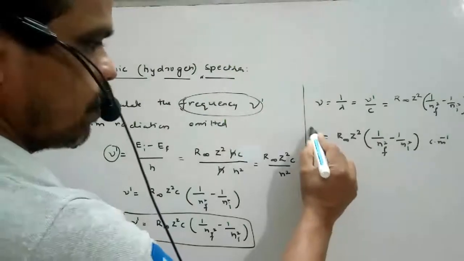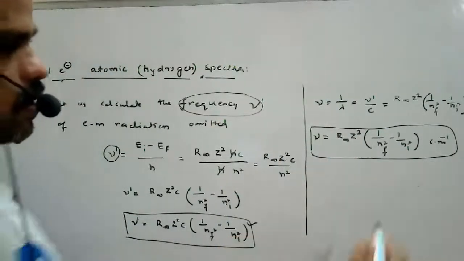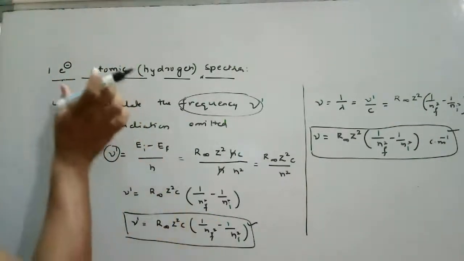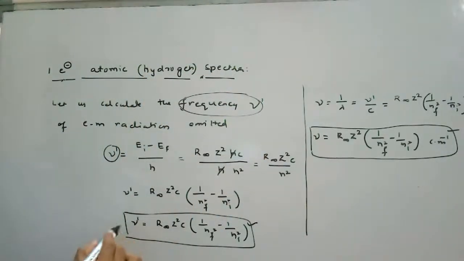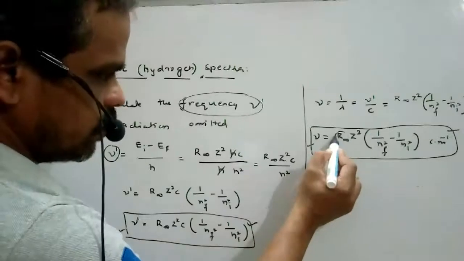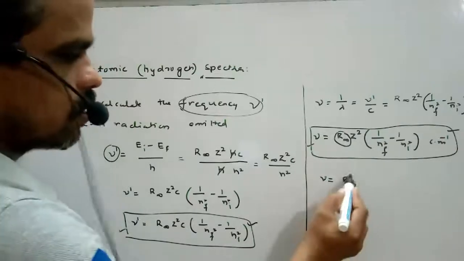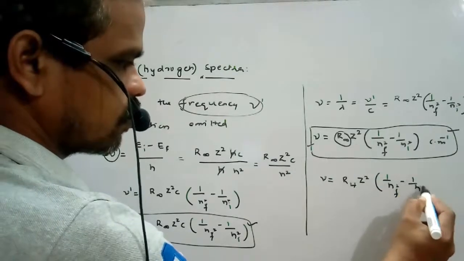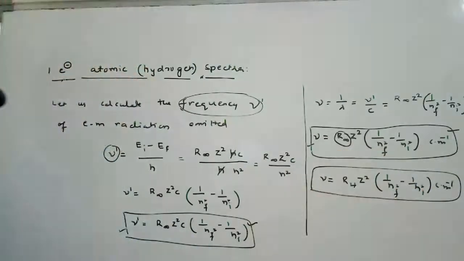So we calculated two things here. First the EM radiation frequency, then the electromagnetic radiation wave number. So this is the one electron atomic hydrogen spectra. In this heading I calculated two terms, one is frequency, one more is wave number. Here this is for an infinitely heavy nucleus, otherwise we can substitute RH, the hydrogen Rydberg constant, Z square times 1 by nf square minus 1 by ni square, in centimeter inverse. Thank you for this one.